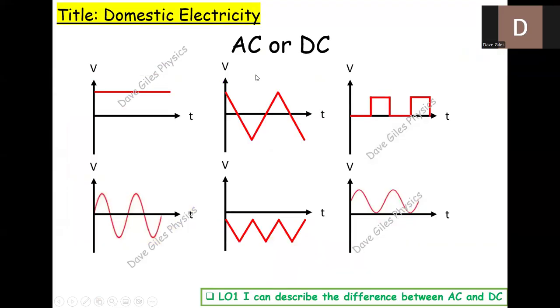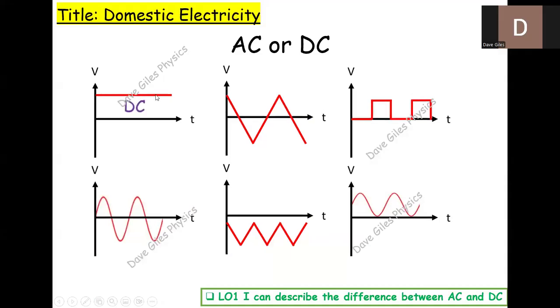Here I've got some diagrams on either side. These are AC, alternating current, and DC, direct current. Now remember, DC is always positive or always negative. Alternating current is changing between positive and negative. The top left here is quite straightforward: it is DC. This one, positive, negative, it's AC. This one is changing, however it is always positive or zero. It never goes negative, so this is DC.